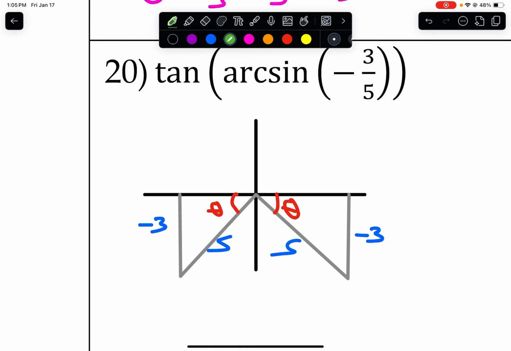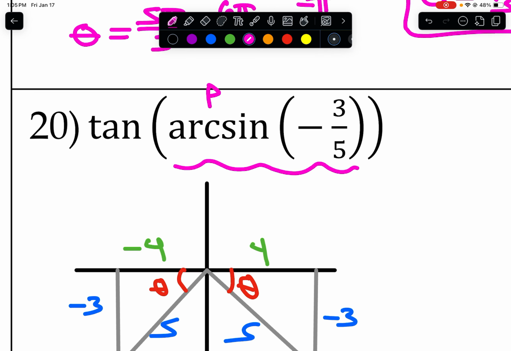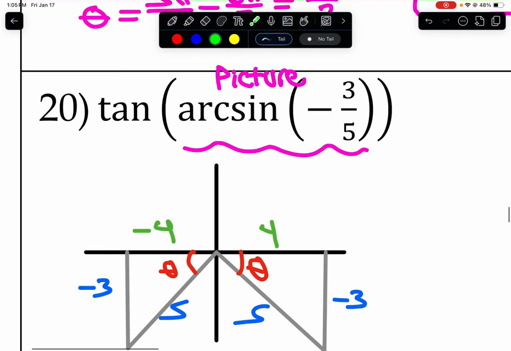So when I do Pythagorean theorem, we're going to have missing sides of 4 and then negative 4 over here since we're going to the left. Okay, so everything inside the parentheses, think of this as just your picture. So this is just your setup. All right, once you draw your picture, then you need to evaluate, oh, well, we're doing inverse sine.